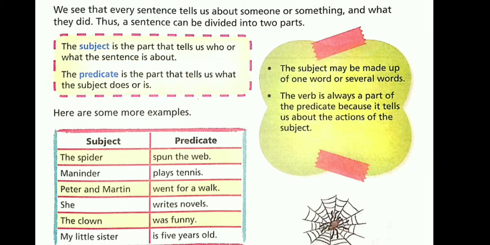Next is, the clown was funny. So here we are talking about the clown. So that will be the subject, and was funny will be the predicate. My little sister is 5 years old. So here we are talking about my little sister. So that will be the subject, and is 5 years old will be the predicate.